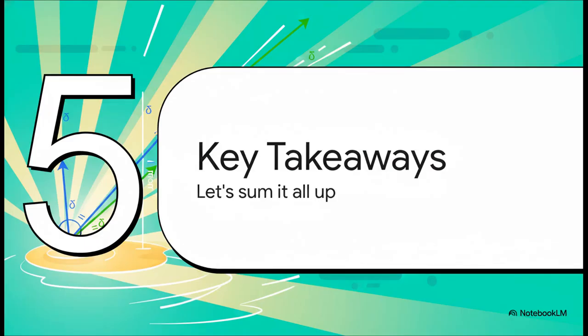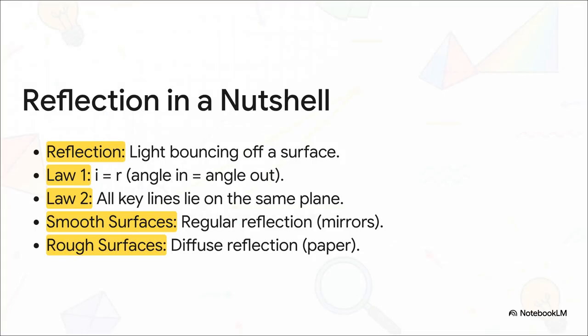So let's do a super quick recap just to make sure it all sticks. So, what did we learn? First, reflection is just light bouncing off a surface. Easy enough. The 2 big laws are the angle in equals the angle out, I equals R, and second, all the key parts, the incident ray, reflected ray, and normal stay on the same flat plane. And that explains it all. Smooth surfaces give us that nice regular reflection for an image, while rough surfaces give us diffuse reflection, scattering the light.